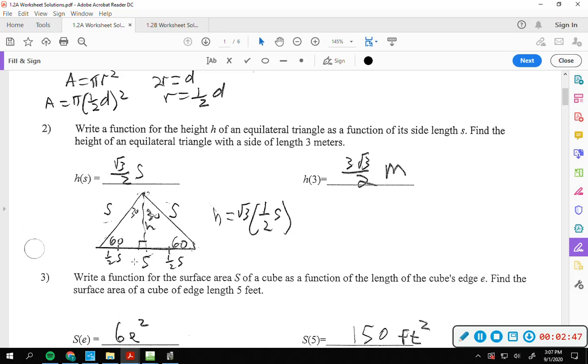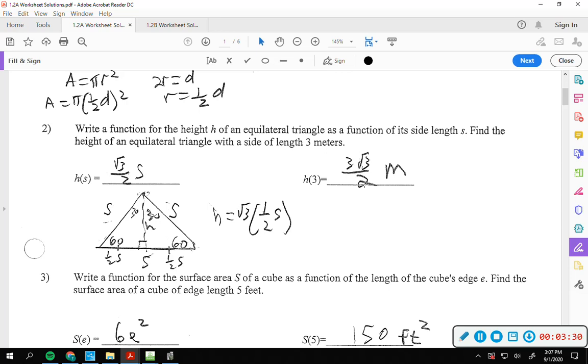I know from my 30, 60, 90 relationship in trigonometry and geometry that if I have the side opposite the 30-degree angle, I simply need to multiply it by the square root of 3 in order to get the height. So if I take 1/2 of s times the square root of 3, there it is, square root of 3 over 2 times the side length. Now I have the height written as a function of the side length. So you can give me any side length and I can now tell you what the height is of that equilateral triangle. They asked me to then find the height of an equilateral triangle with a side length of 3 meters. So I plug 3 in.